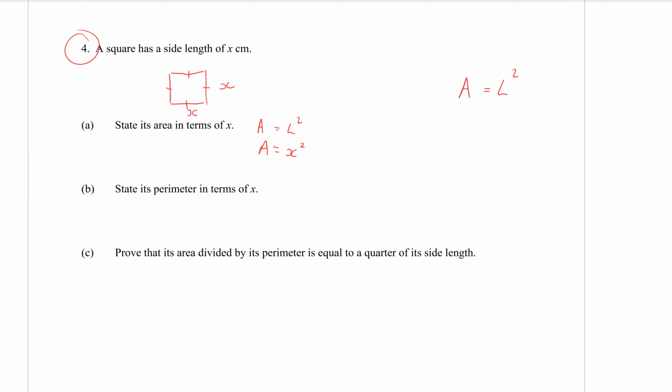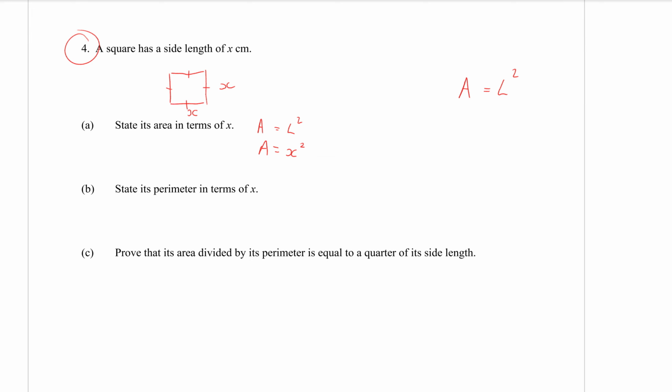State the perimeter in terms of x. How do you find a perimeter of a shape? I don't want the answer to this particular question yet, but when I ask you to find a perimeter, what am I asking you to do? Who knows what a perimeter is? You haven't had a turn yet? You add all the sides. Very good. Perimeter is adding up all the sides of a shape.